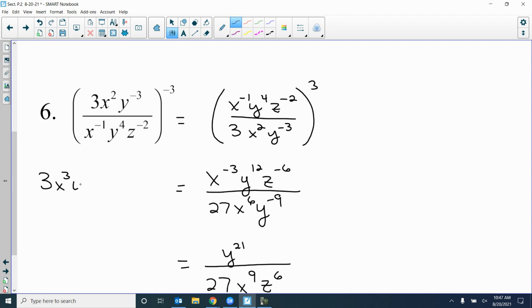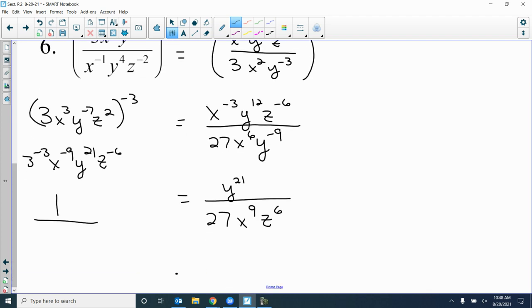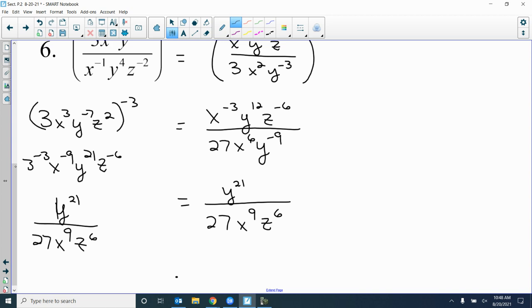Negative 3 minus 4 is negative 7. And then z to the negative 2nd, you could have moved that up. You could have done that to the negative 3rd power. Thing you got to watch here is that's 3 to the negative 3rd, x to the negative 9th, y to the 21st, z to the negative 6. And then you would still have to move that down below as 27. The y would stay. But you still get the same thing. Doesn't matter. Okay, it just depends on how you look at it.